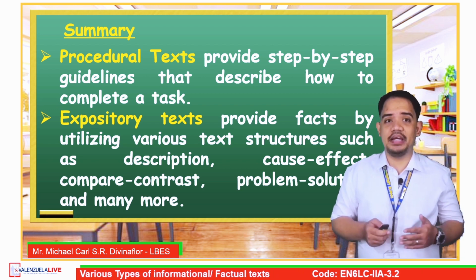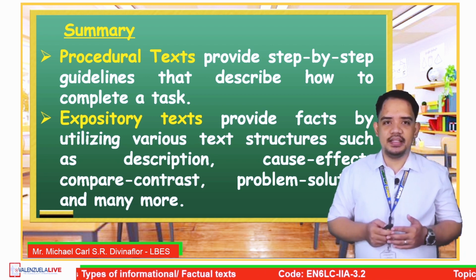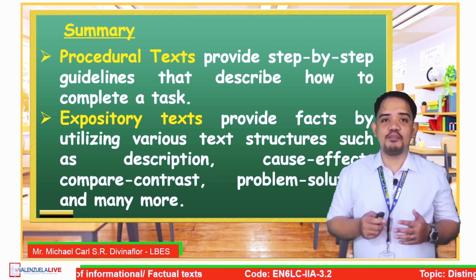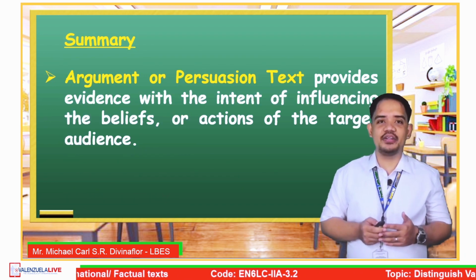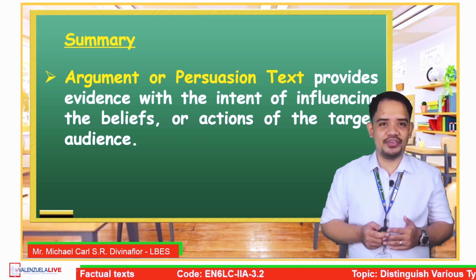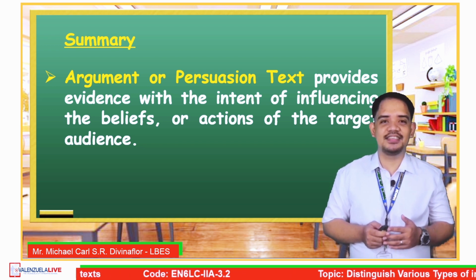Expository text provides facts by utilizing various text structures such as description, cause-effect, comparison and contrast, problem solution, and many more. Finally, argument or persuasion text provides evidence with the intent of influencing the beliefs or actions of the target audience.